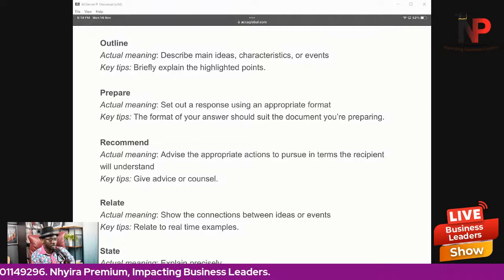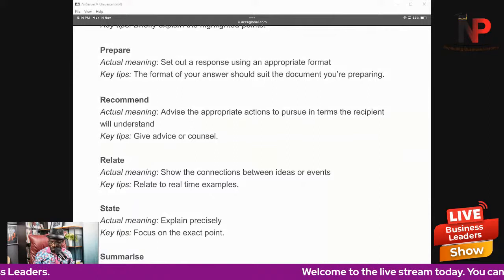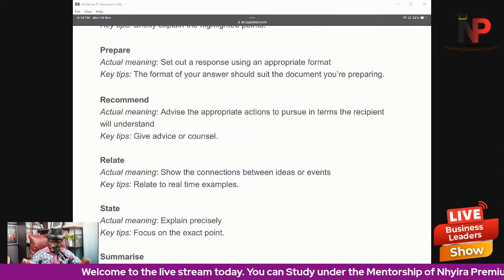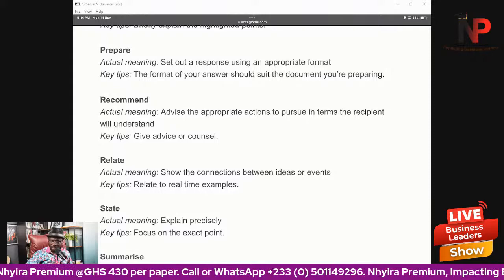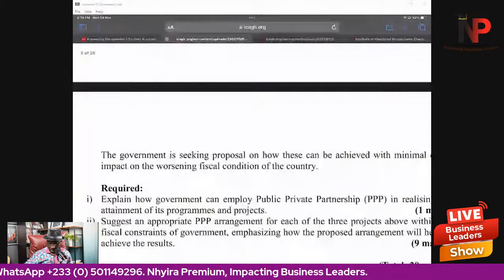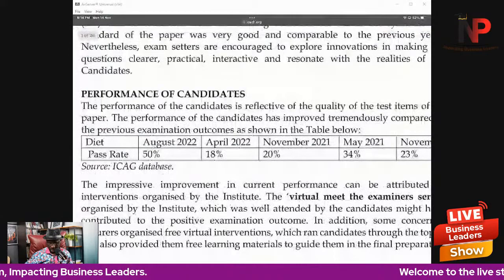Next one, recommend. Recommend means you advise the appropriate actions to pursue in terms the recipients will understand. It means you are giving an advice or a counsel. Please be careful. So now, again, this is used by the examiner. Let me bring you up with this. Remember, this is August 2022 examination, public sector, ICA. There is a recommend here. Look at it for 6 marks.